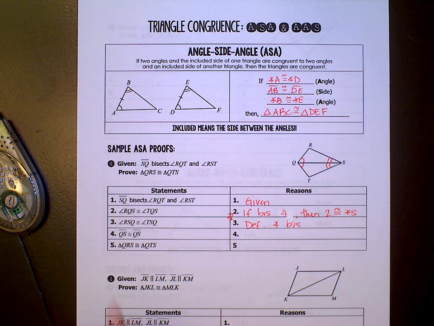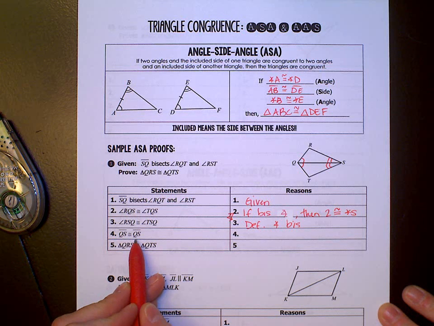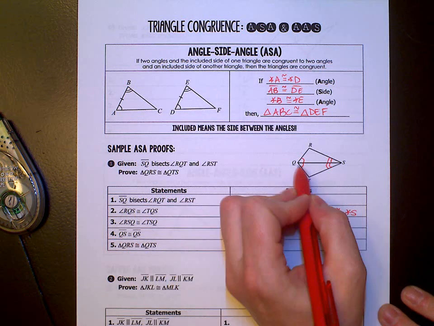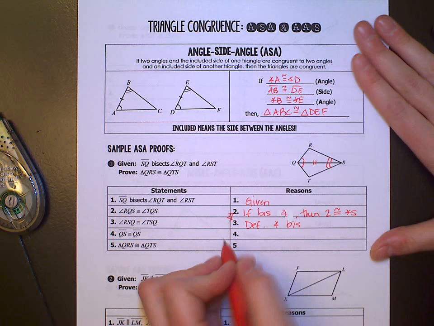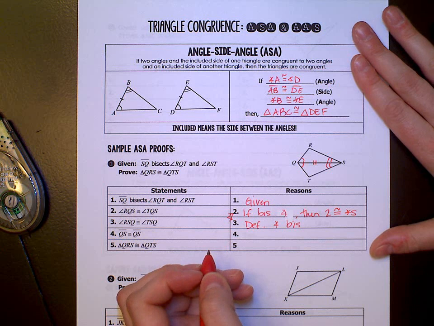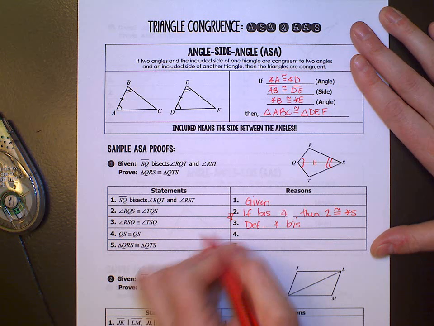Okay. The next thing says segment QS is congruent to segment QS. QS is this piece in the middle. It's congruent to itself. You do have to mark the diagram. When things are congruent to themselves, segments or angles are congruent to themselves, that's called the reflexive property.